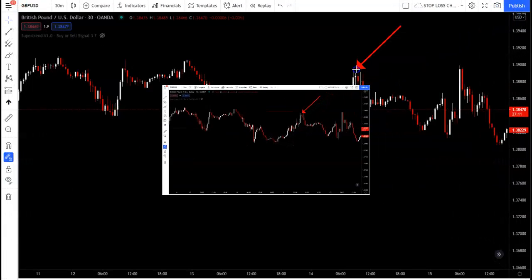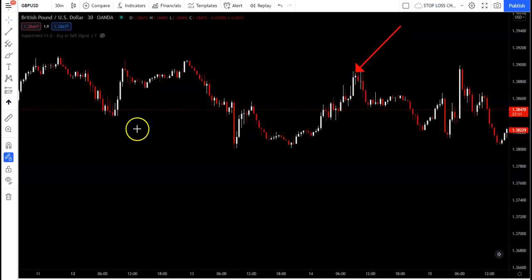We see that in this area we do have a hanging man. It does have a little wick at the top as well, but it is a hanging man. Here in this area we have another pin bar, and then this body here will be a shooting star. That's our shooting star right there.